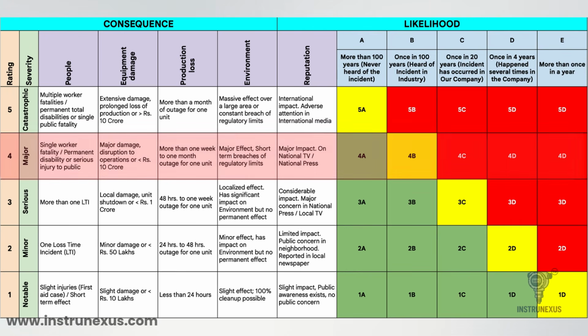For example, a major severity event, rating 4, that happens occasionally, likelihood C, lands us in the red zone at 4C. This categorization is critical because it dictates our target. The higher the risk ranking, the lower the tolerable frequency must be. This matrix directly tells us how rigorous our safety layers need to be to drive that risk down to an acceptable level.